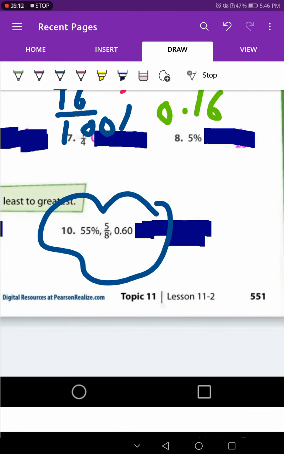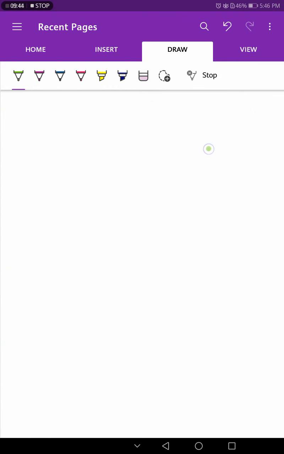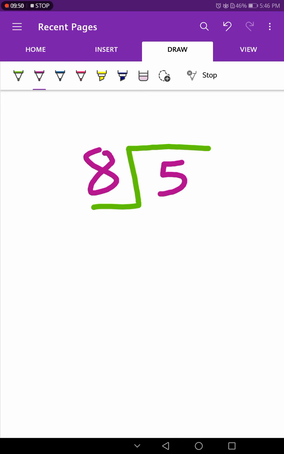To order like this one, we have to unify the kind of numbers. For example, we have to write them in one form, and the best one is decimal. So the first one I have to write as a decimal, the 55%, and it is clearly 0.55. Okay, and the second one is 5 over 8. 5 over 8, how can I write it as a decimal? We will divide. So go and do the long division directly, don't hesitate. And Yaman will explain to me now how I can divide this.